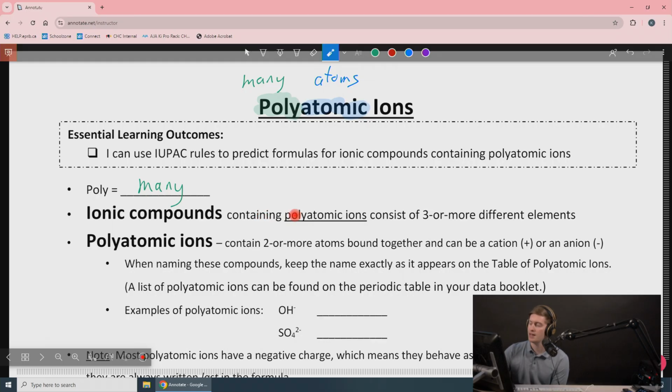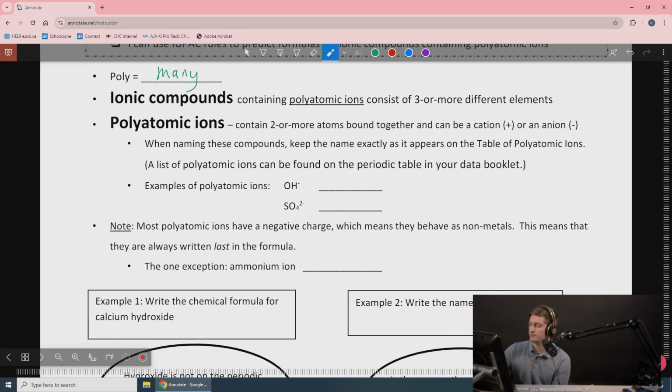Ionic compounds containing polyatomic ions consist of 3 or more different elements, depending on what the polyatomic ion is. Polyatomic ions contain 2 or more atoms bound together, and they can be a cation or an anion. Truthfully though, there is just one cation to look out for, and I'll show you it on the table in a second. When naming these compounds, you keep the name exactly as it appears on the table of polyatomic ions. That is, you keep the name of the polyatomic ion exactly the same.